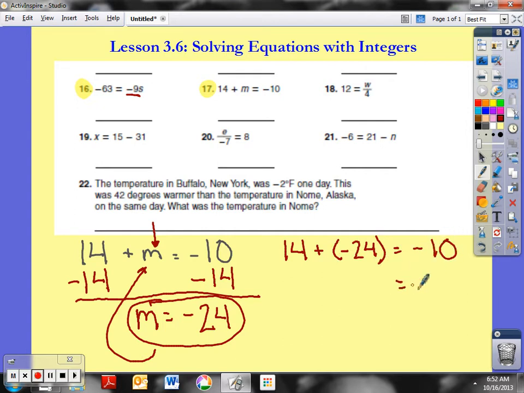Okay, this side, the right side of the equation, I do nothing with. It just stays the same, negative 10. Okay, I have 14 plus negative 24. Signs are opposite, so instead of adding, what I'll do is subtract.